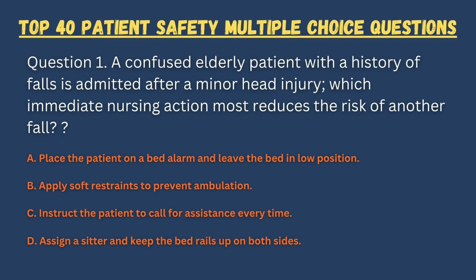Question 1. A confused elderly patient with a history of falls is admitted after a minor head injury. Which immediate nursing action most reduces the risk of another fall? A. Place the patient on a bed alarm and leave the bed in low position.